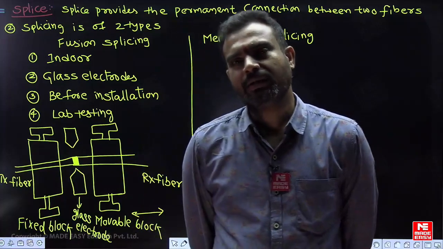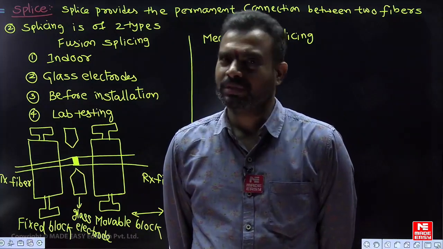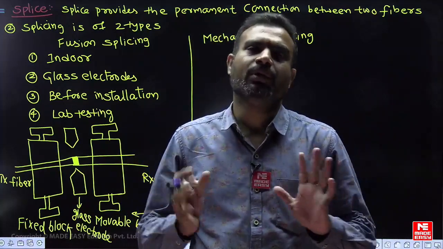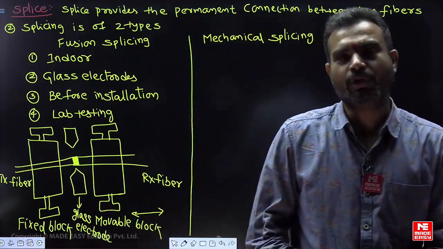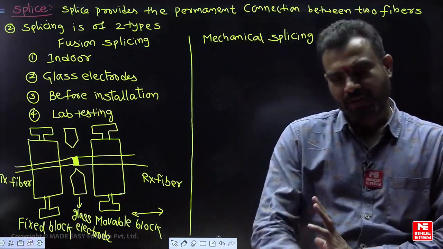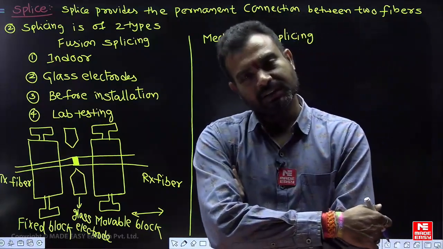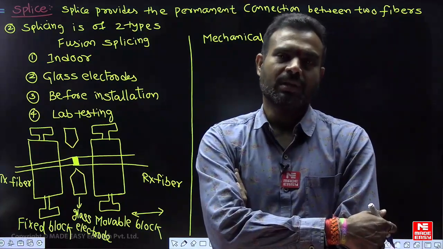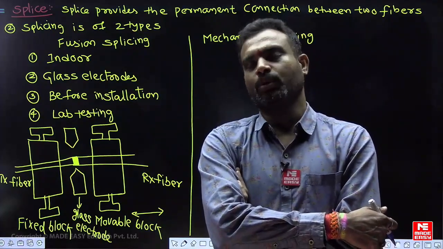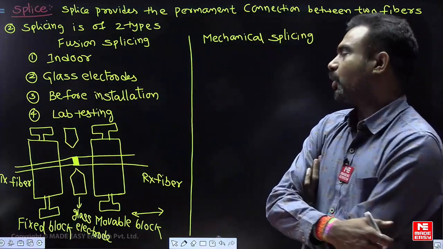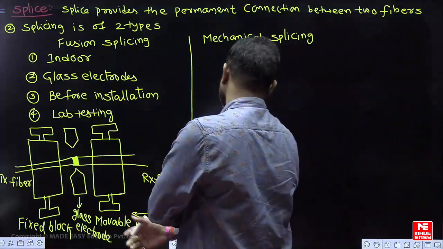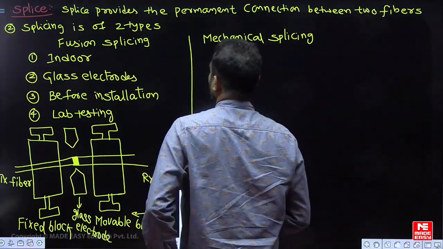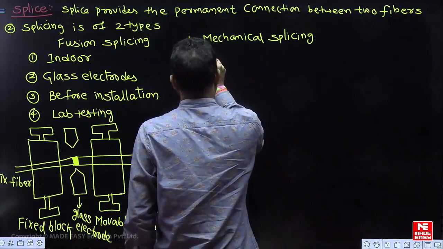After doing the splicing, if the loss is very, very high, you once again remove that and do the entire process of splicing very carefully. This is one of the advantages of fusion splicing. But the disadvantage is that this type of splicing can be performed only before the installation. After installation it is not possible. So to overcome the problem after installation, we go to another one, called mechanical splicing.